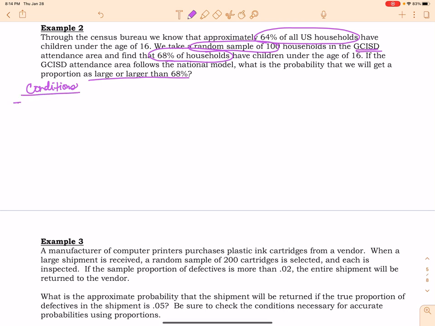So we've got 100 households in GCISD. We are told in the problem that it is a random sample. So a random sample of 100 GCISD households is given. There's a million different ways you could write that. You could say 100 households represent a simple random sample in GCISD. The sample that was taken from GCISD households is 100 and it was random. So many ways you can say that. Okay, it's reasonable to believe that these households are independent of one another.